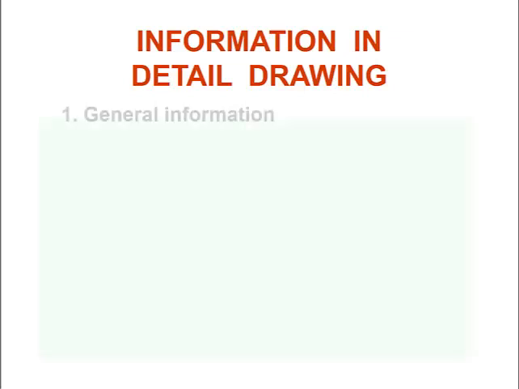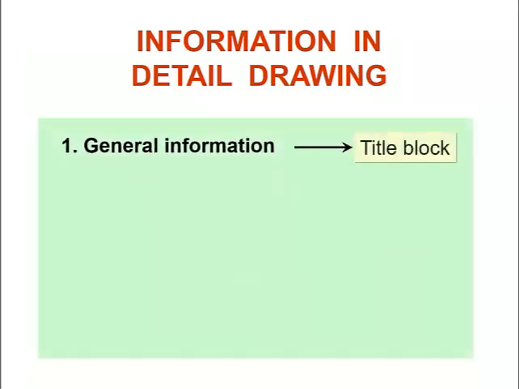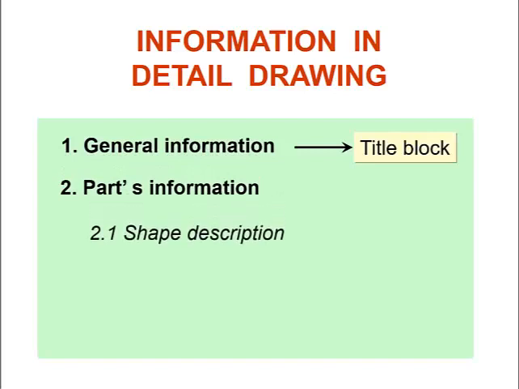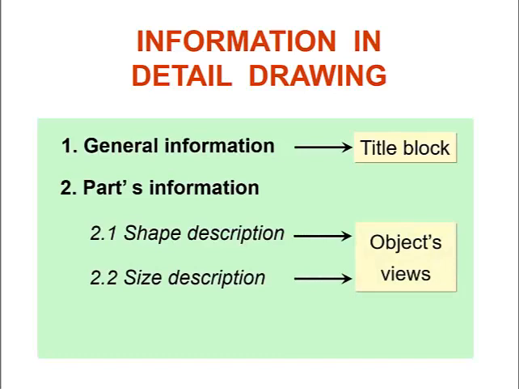Okay, for the detailed drawing, you need to put in some information. First, general information, which you show in the title block. The title block I will show in the figure later. The second one is part information. You have to show the shape description in the orthographic views, and you have to show the size and location, the dimensions of your parts. You put it with the object views, the orthographic views.